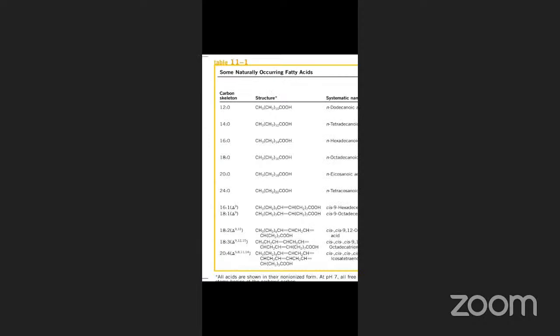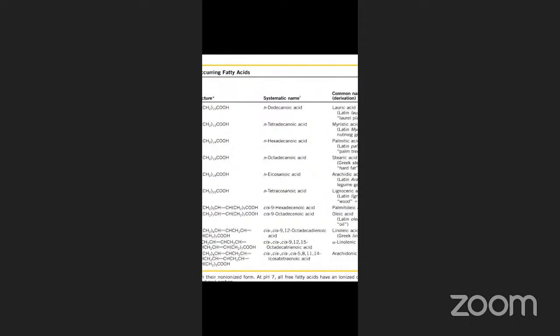Like that, you can just say 18, 20, 24. So when we have double bonds, that is unsaturated fatty acids, you have 16:1. That means 16 carbons, one double bond. And where is this double bond? Delta 9 means at the 9th position, between 9th carbon and 10th carbon, you have a double bond.